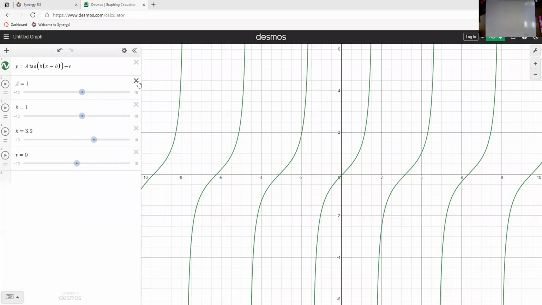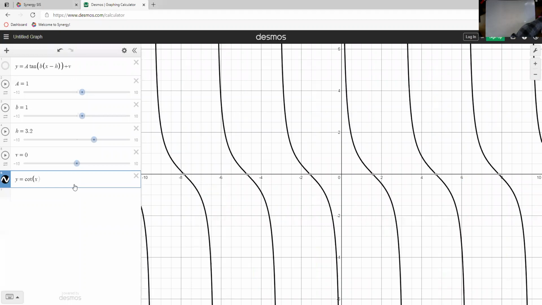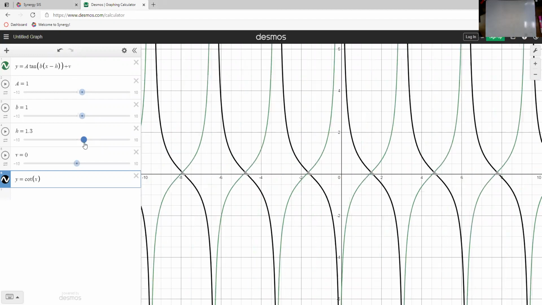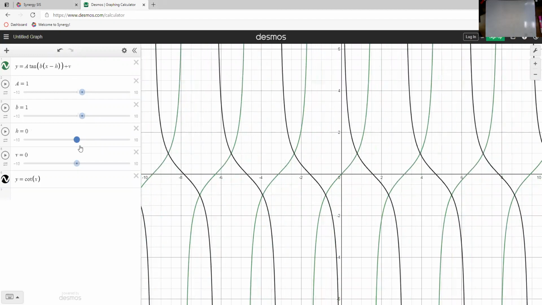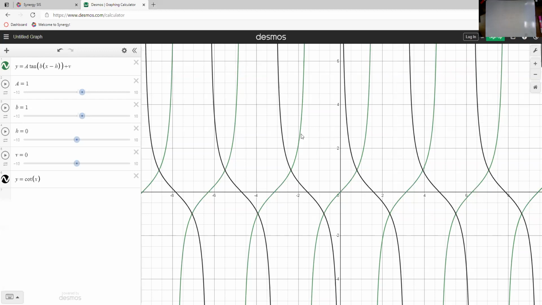What about cotangent? Let's go ahead and go back to Desmos and see what the behavior of cotangent is like. Cotangent is abbreviated COT, so cotangent of x. Oh, well, that looks familiar. It looks an awful lot like tangent, doesn't it? The difference is that tangent increases across each of its intervals, whereas cotangent is decreasing.